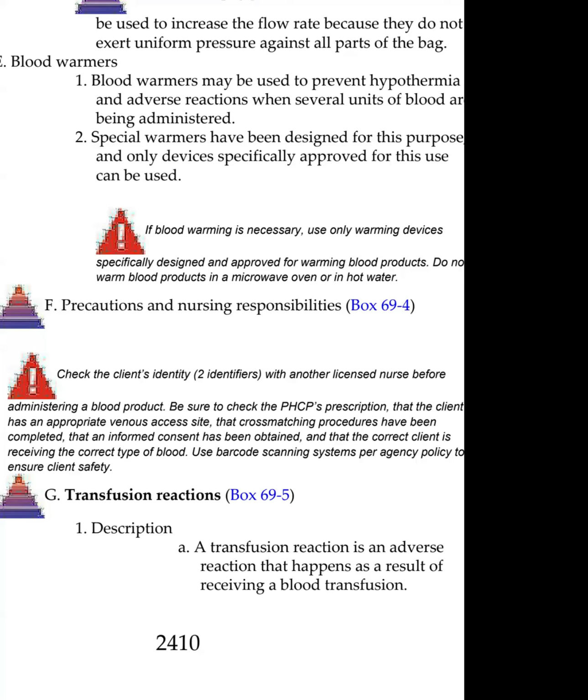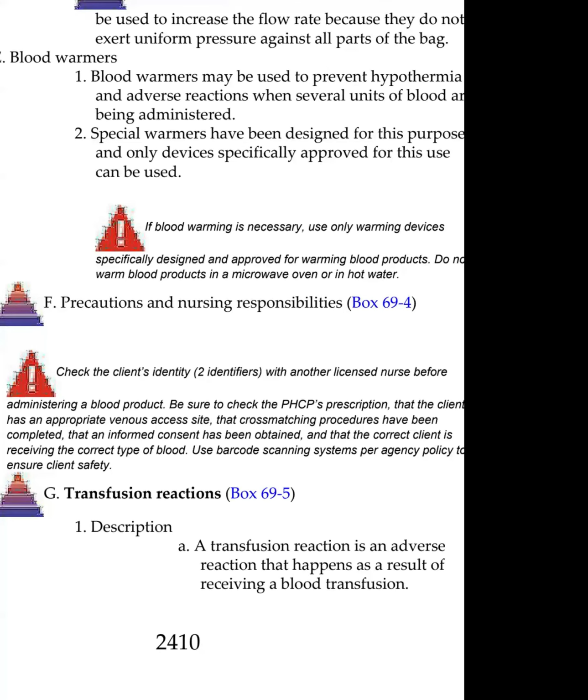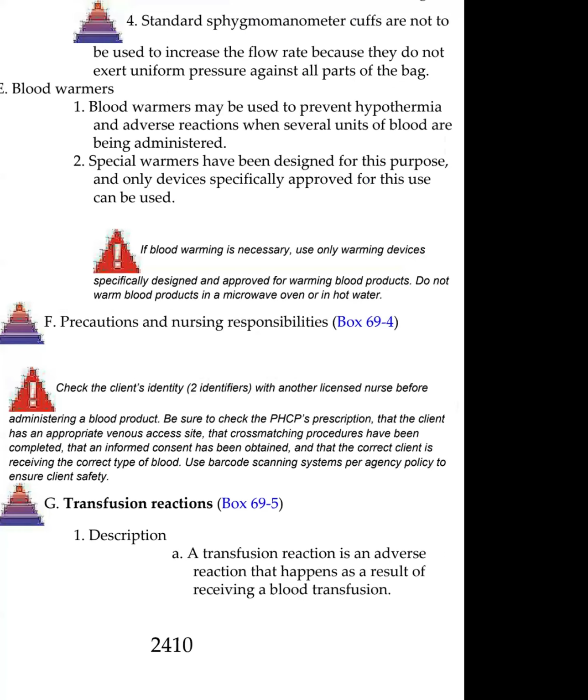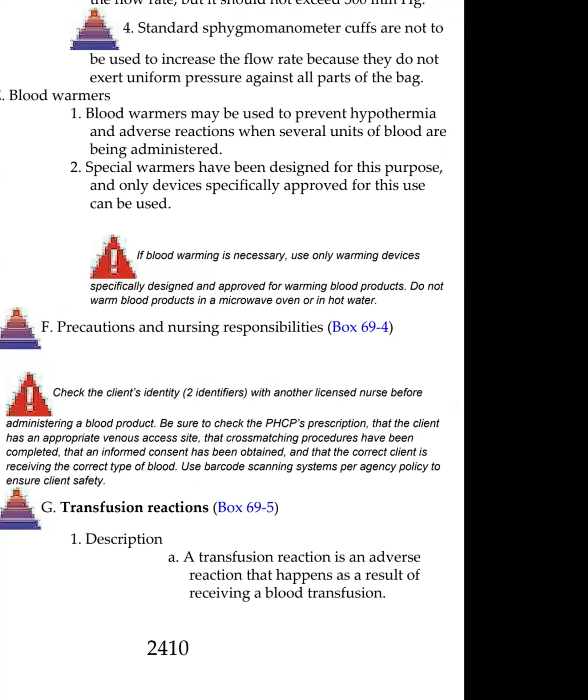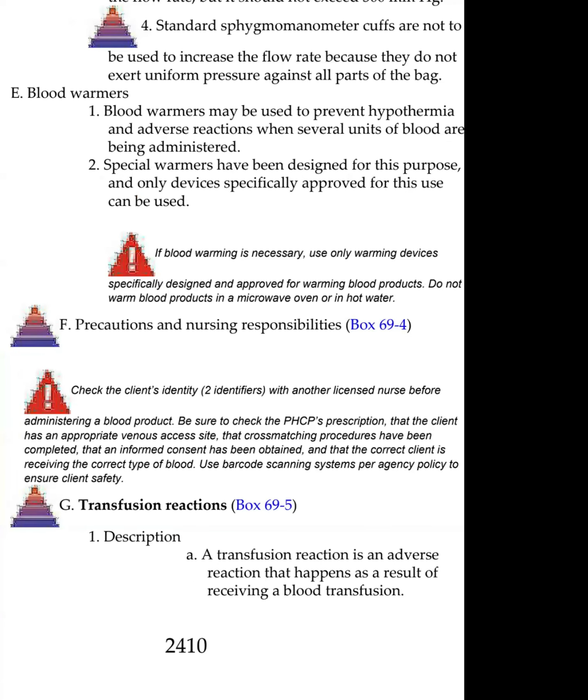Two nurses should be available to verify the component or blood before administering the blood product, and two identifiers we need to check. Be sure to check the primary healthcare provider's prescription, that the client has an appropriate venous access site, that cross-matching procedures have been completed, and that an informed consent has been obtained.